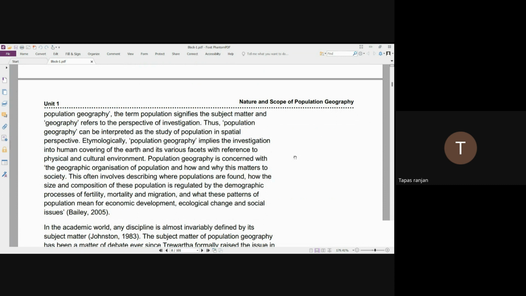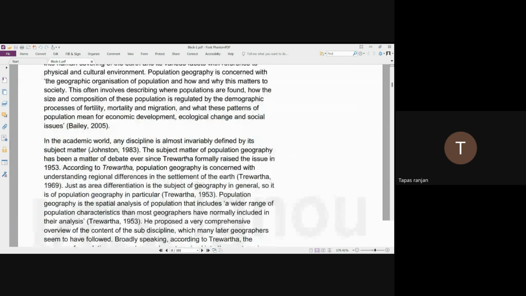Okay, so here it involves describing where populations are found, and how the size and composition of those populations is regulated by demographic processes like fertility, mortality, and migration.